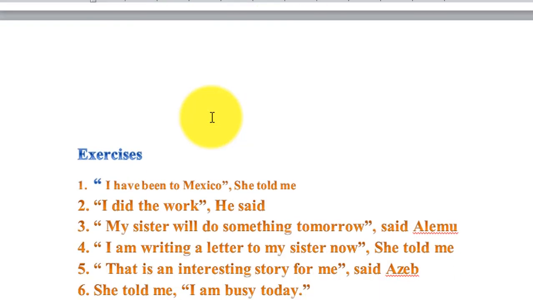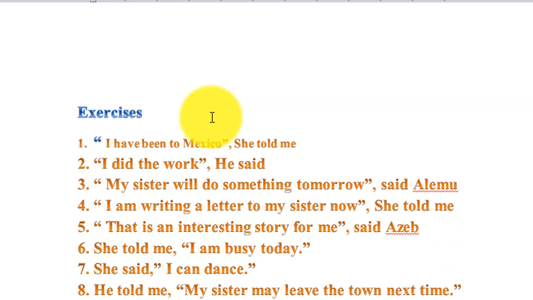Here I'm giving you some more questions about direct speech and indirect speech. The first one: "I have been to Mexico," she told me. Be careful with punctuation and capitalization. The comma is outside the double quotation mark, and "she told me" must be in small letters here; if capital, it is wrong punctuation.